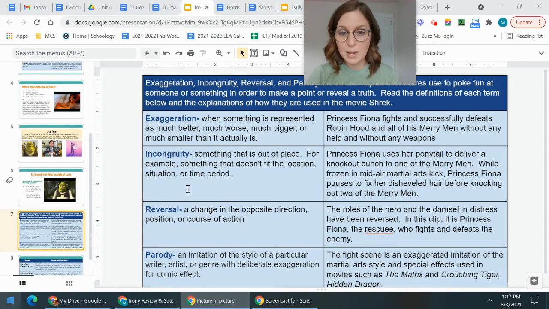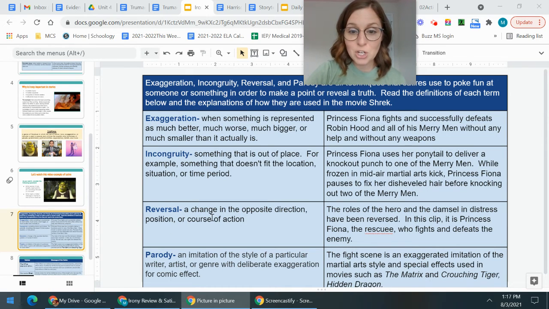Second, incongruity. This is when something's out of place, something that doesn't fit the location or the situation or the time period. It doesn't belong there. So Princess Fiona uses her ponytail to deliver a knockout punch to one of the merry men. While she's frozen in midair doing this martial arts kick, Princess Fiona pauses to fix her disheveled hair before knocking out the two merry men. So that doesn't belong. It kind of defies the laws of gravity.